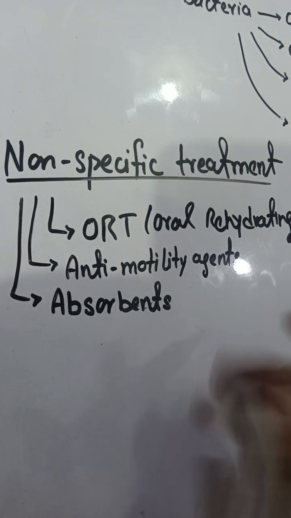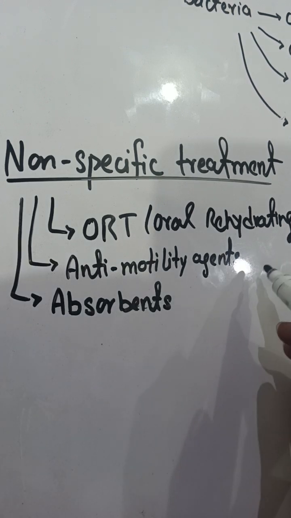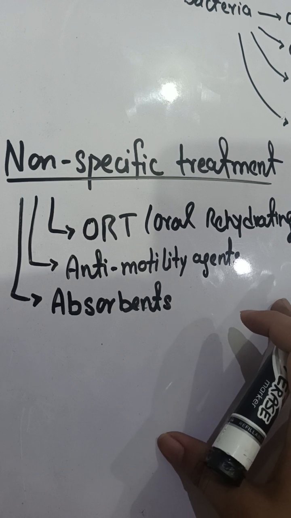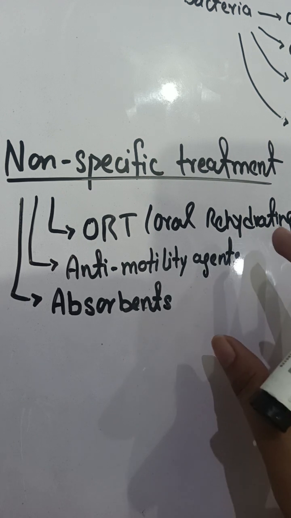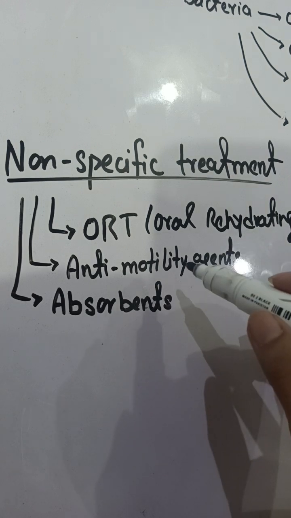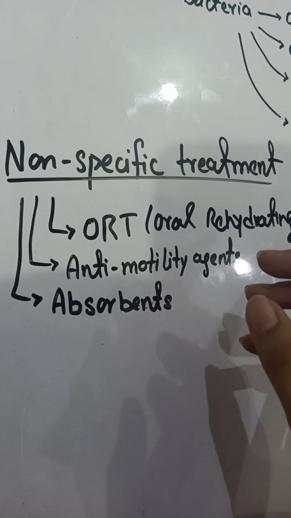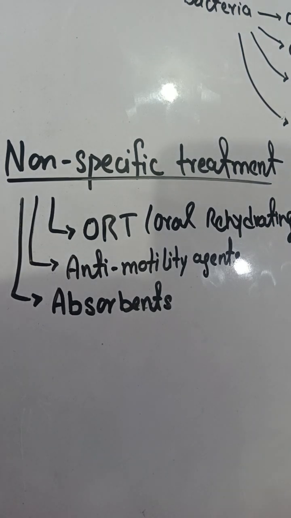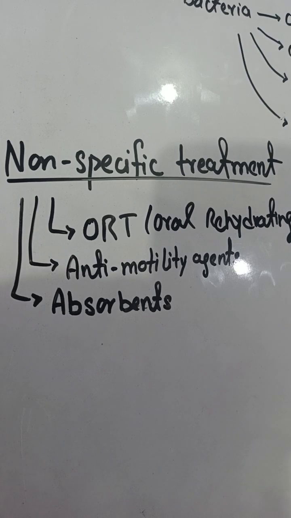In your book only absorbents and anti-motility agents are written, and lastly they will write some fluids that enhance or modify electrolyte transport. So I have classified them into three groups, and I have placed the electrolyte transport modifiers with the absorbents. They are quite similar, so therefore I have placed them in this class. Now let's discuss all of them one by one.